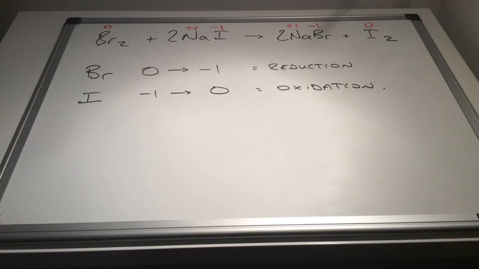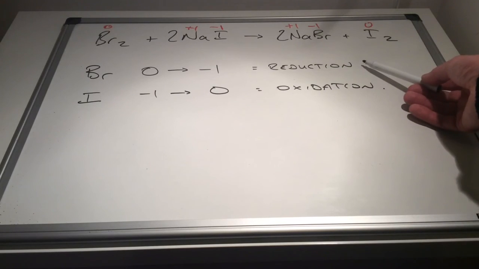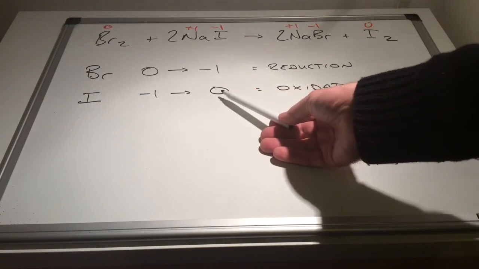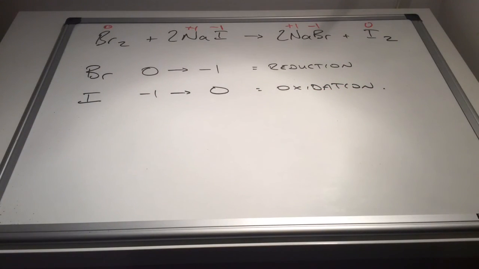So there's the changes. Bromine has gone from 0 to -1, so that's a drop in oxidation number, and so that's the reduction process. Iodine has gone from -1 up to 0, so its oxidation number has increased, and so that's oxidation. You'll notice that the sodium hasn't changed, it's +1 to +1. That's what we would actually call a spectator ion in this reaction.